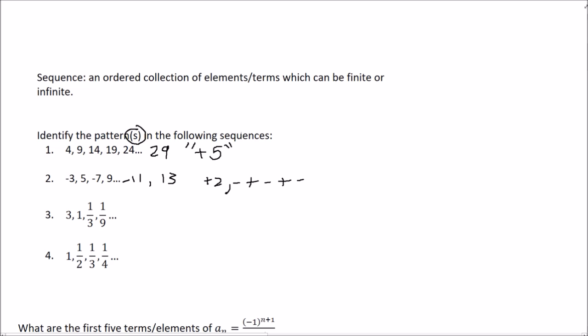I want you to write down in your notes the name of this when we go negative, positive, negative, positive. That is called alternating.